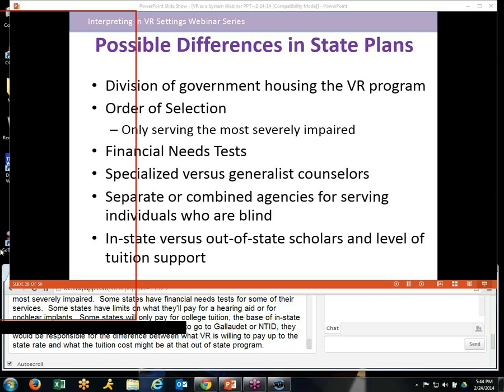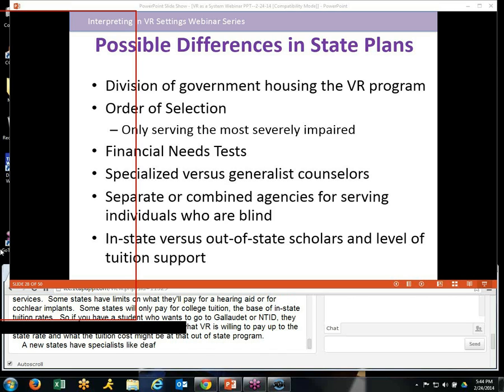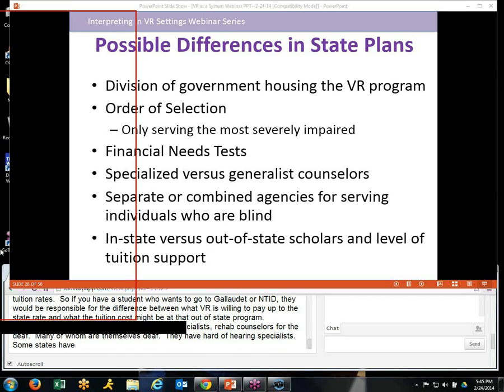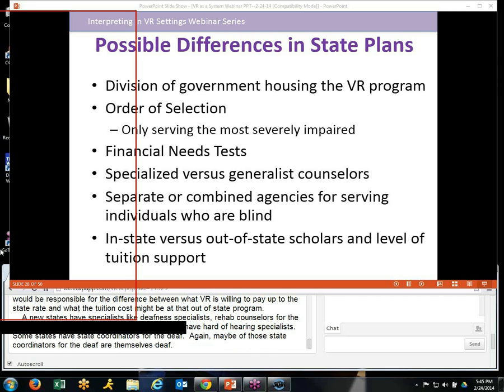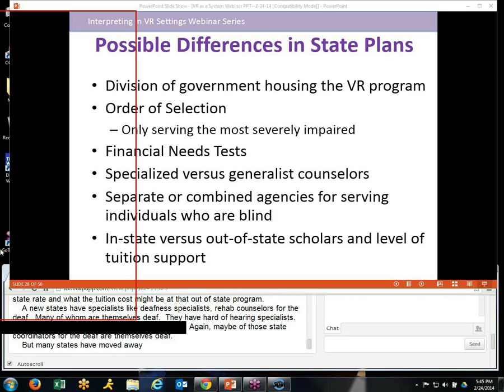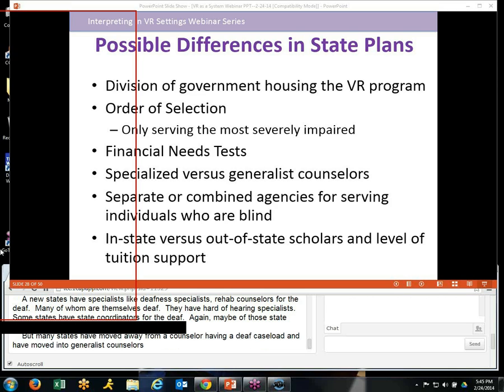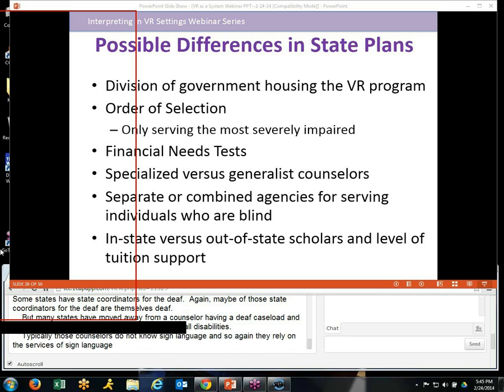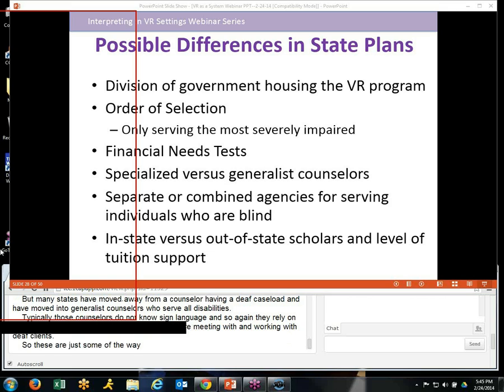A few states have specialists, like deafness specialists, rehab counselors for the deaf, many of whom are themselves deaf. They have hard of hearing specialists. Some states have state coordinators for the deaf. Again, many of those state coordinators for the deaf are themselves deaf. But many states have moved away from a counselor having a deaf caseload and have moved into generalist counselors who serve all disabilities. Typically, those counselors do not know sign language, and so, again, they rely on the services of sign language interpreters as they're meeting with and working with deaf clients. So these are just some of the ways in which a state plan can differ.